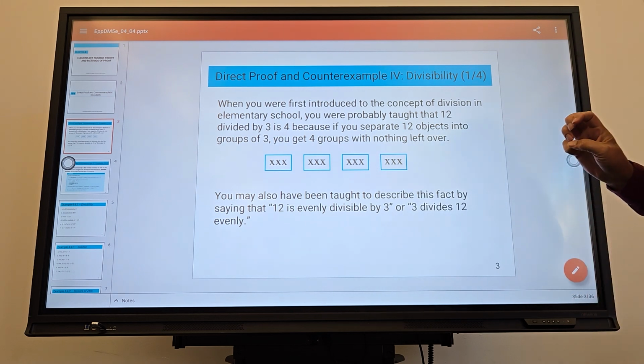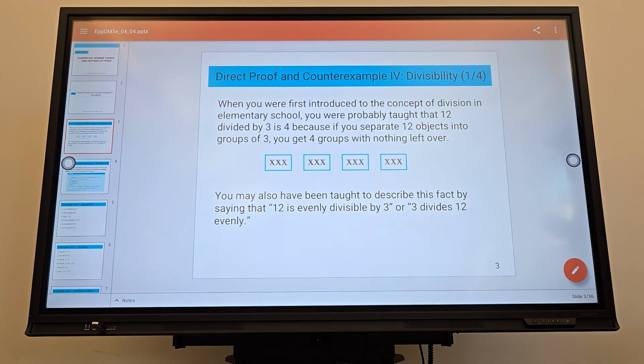When you were first introduced to the concept of division in elementary school, you were probably taught that 12 divided by 3 is 4, because if you separate 12 objects into groups of 3, you get 4 groups, nothing left over. It was also taught that this is saying 12 is evenly divisible by 3, or 3 divides 12 evenly.